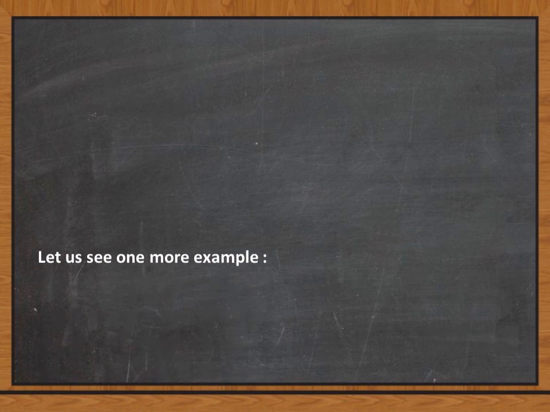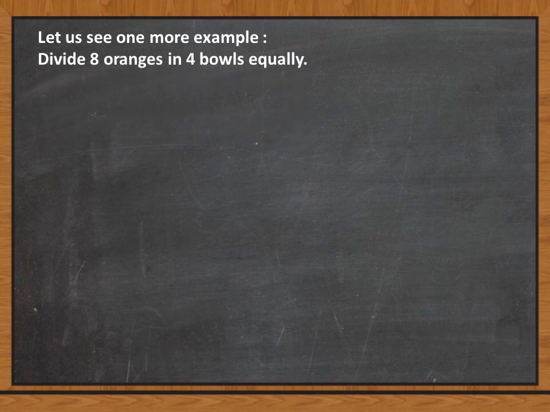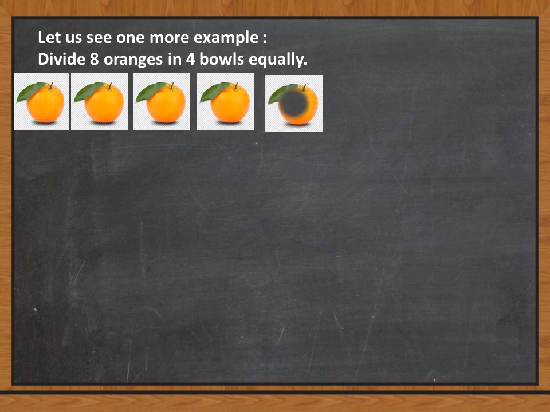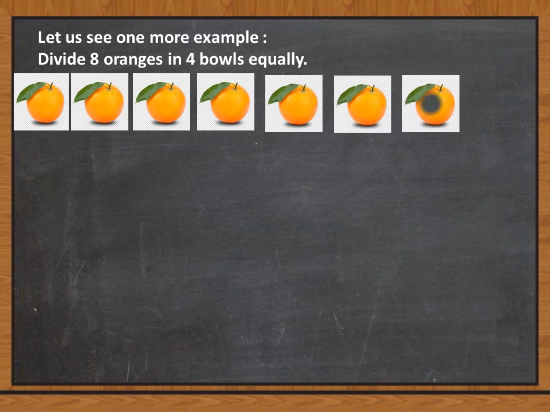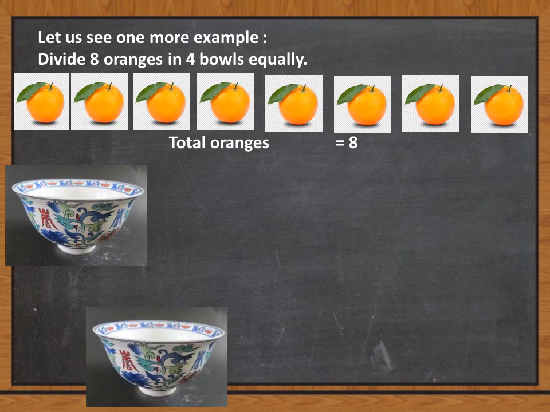Now let us see another example. Divide 8 oranges equally into 4 bowls. Here we have 8 oranges. 1, 2, 3, 4, 5, 6, 7, 8. Total oranges we have 8. Number of groups, that is nothing but number of bowls, 4 we have.